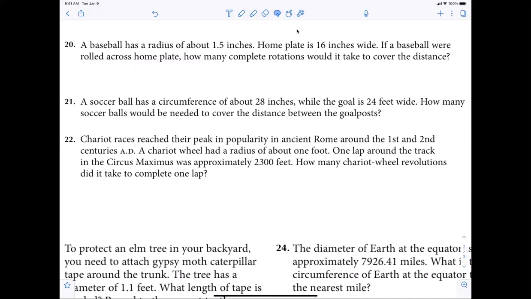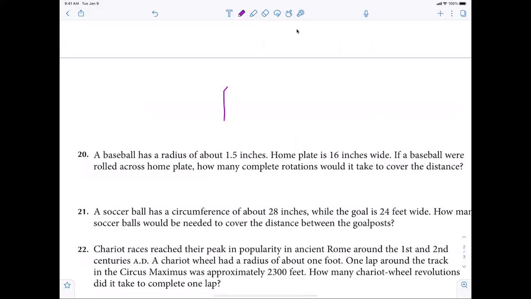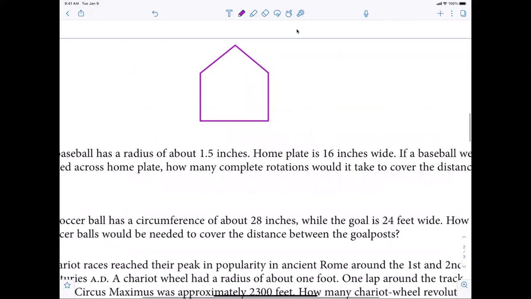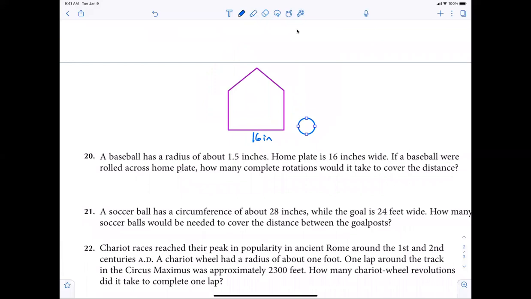Well, I'm going to physically draw this, all right, so we can get a better understanding. So here is what home plate traditionally looks like. So that's home plate traditionally. All right. Now, it says that it is 16 inches wide. So what I'm going to do is put 16 inches right here. And then I have a baseball right here that has a 1.5 radius.